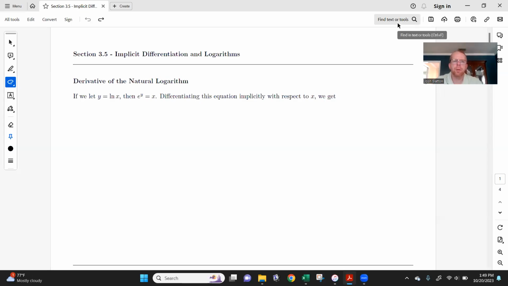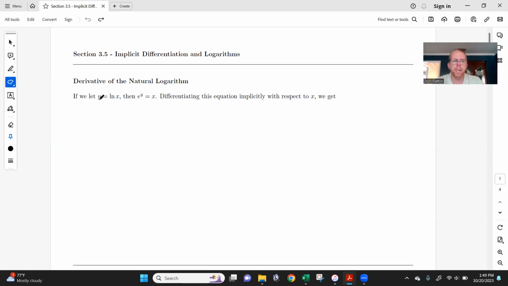All right, so today we're going to be talking about section 3.5, which is implicit differentiation and logarithms, although we're going to skip the implicit differentiation part. And so we're just going to learn how to take the derivative of logarithm functions, and then we'll get into a little bit with the tangent lines. So let's just start with the basics.